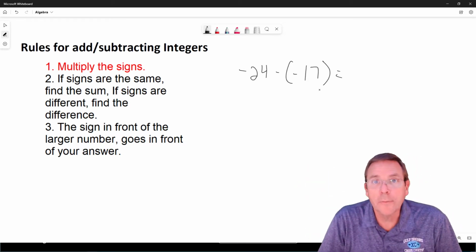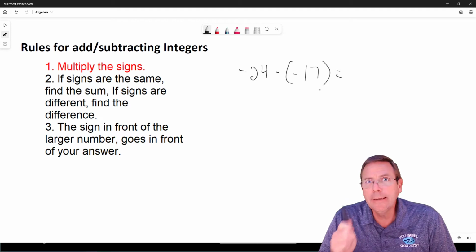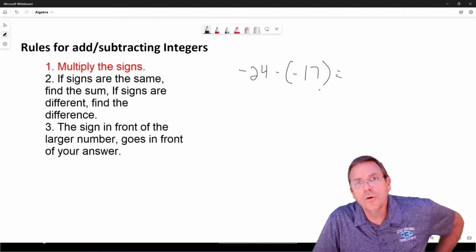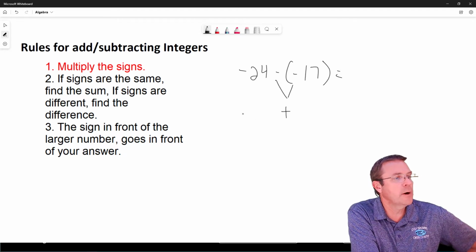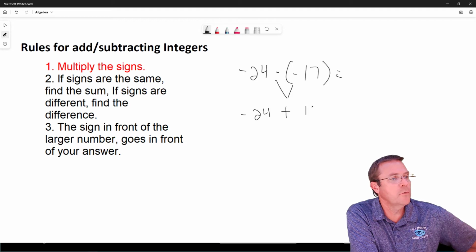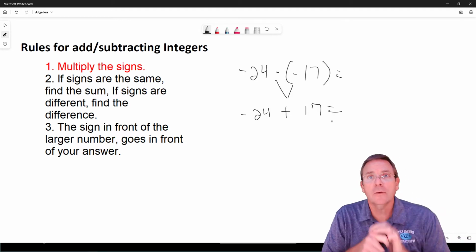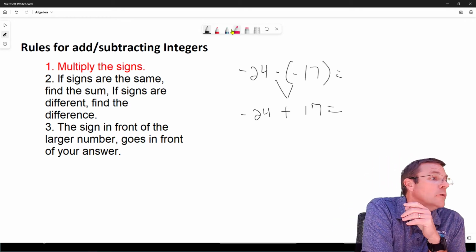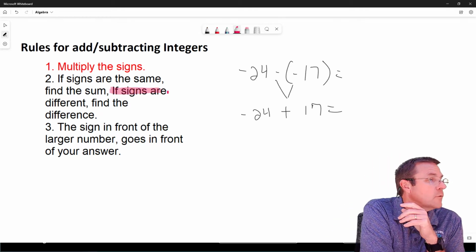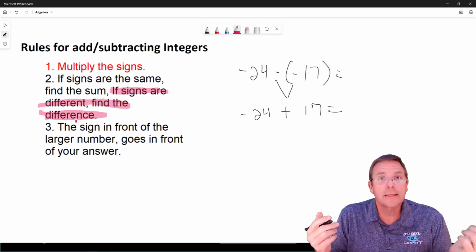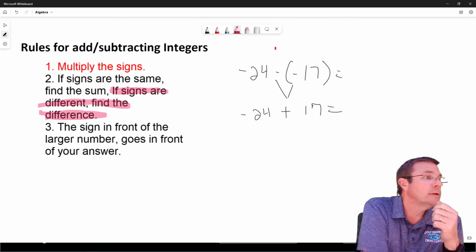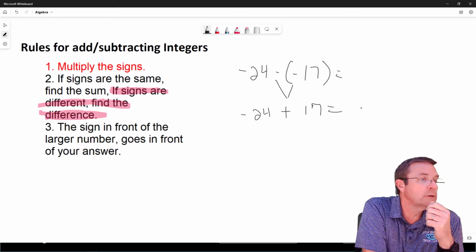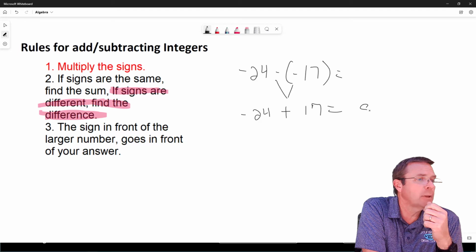Ugly problem. First step, you've got two signs side by side, and anytime you have two signs side by side, you do step 1. And step 1 says multiply the signs. A negative times a negative is a positive. So now I have negative 24 plus 17. This time we have to do step 2. And on step 2, if signs are different, find the difference. So we have different signs, a negative and a positive, in line 2. That means we're going to find the difference, and the difference between 24 and 17 is going to be, I believe, 8.